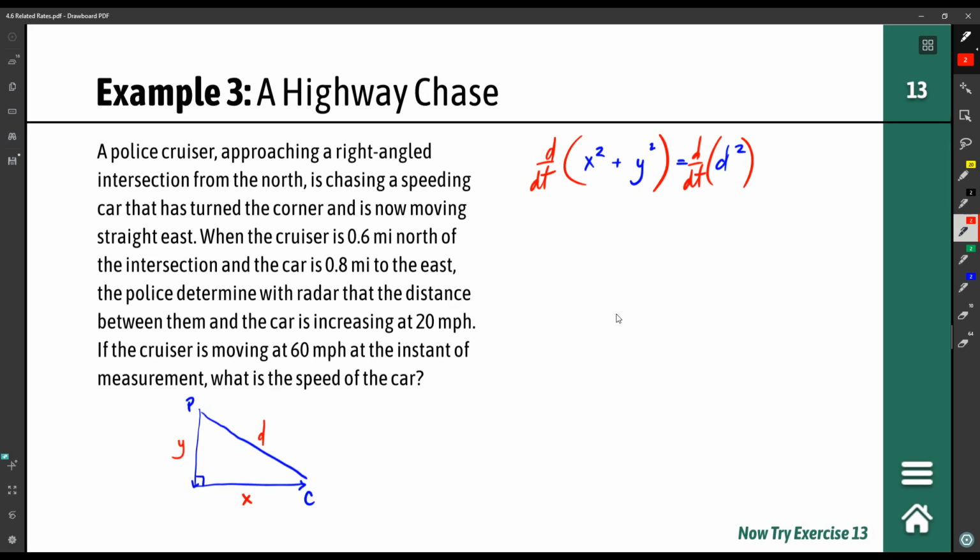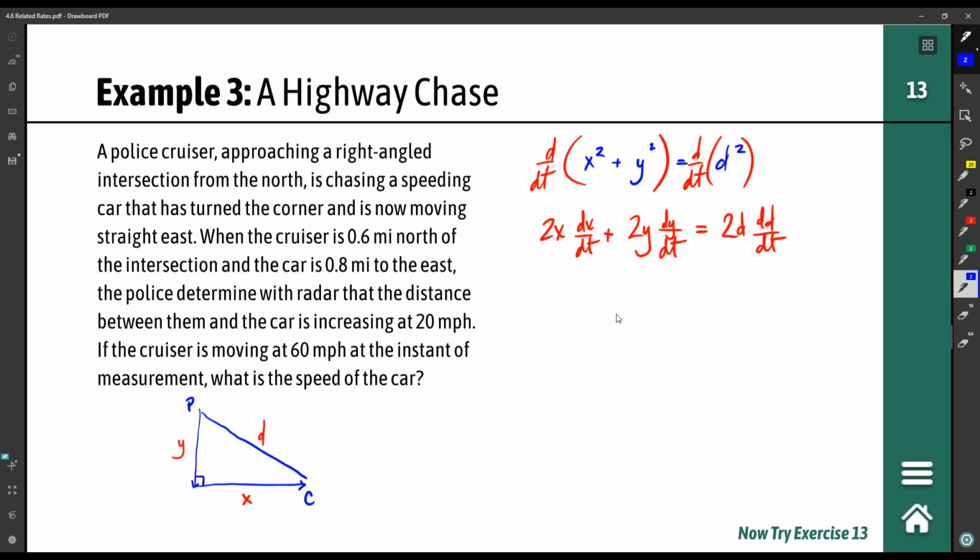Now, as we move forward, let's go ahead and differentiate. The derivative of x squared is 2x, and then implicitly times dx/dt. Plus, the derivative of y squared is 2y, and then implicitly times dy/dt. And finally, on the right, we have 2d dd/dt. That's a lot to say in one mouthful. 2d dd/dt, 4 d's in a row. Okay, next. Now, we've done the derivative part. Calculus is over. Now we start plugging in the things that we know.